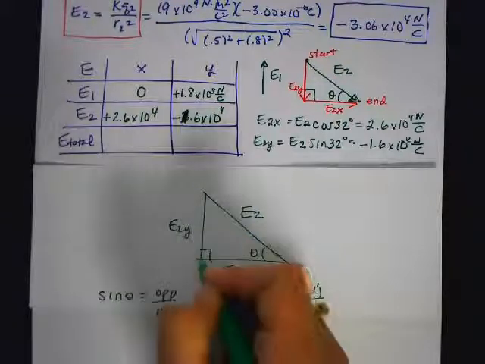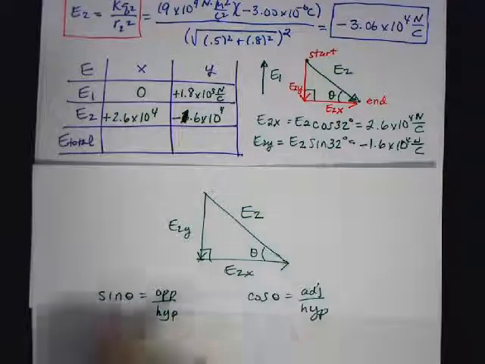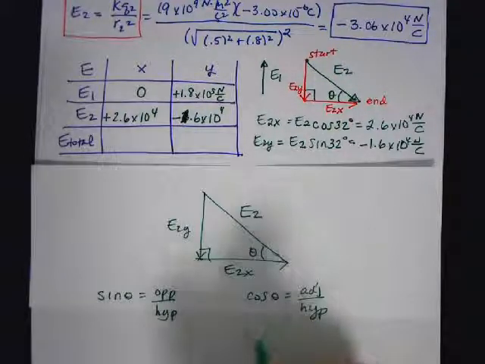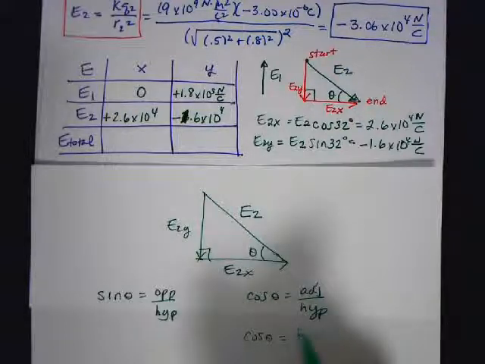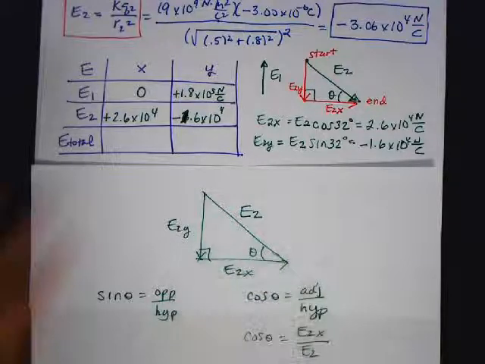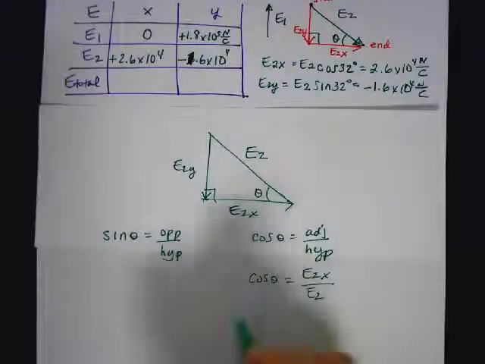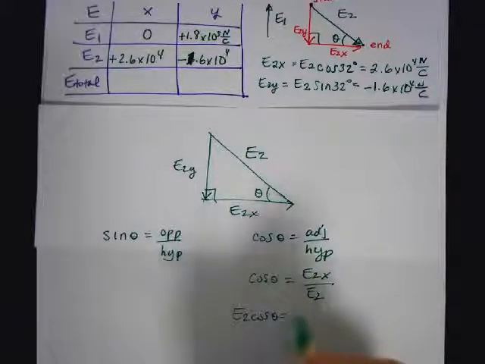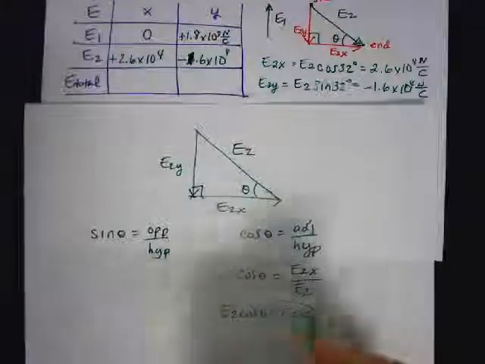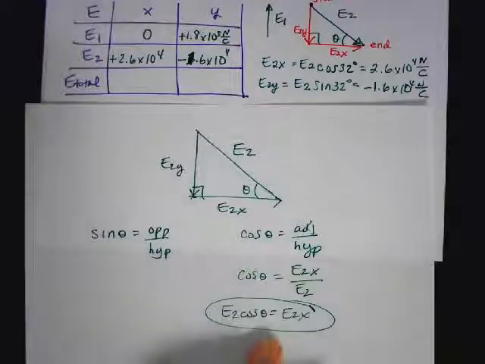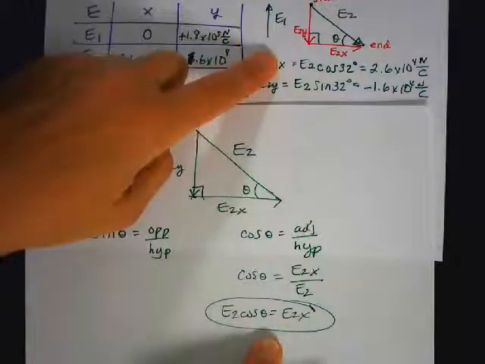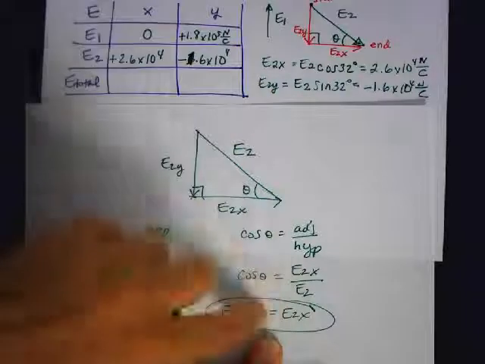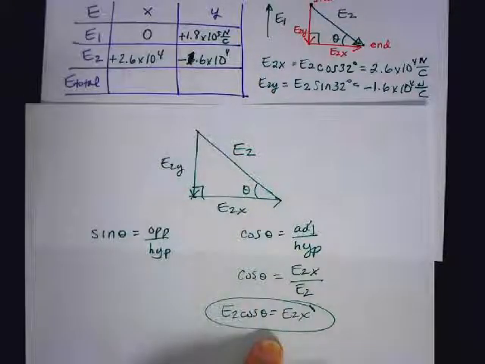So if you need to, then look at this and say, well, cosine of theta is equal to adjacent, E2x, over the hypotenuse, E2. And then rearrange this and multiply this. E2 cosine theta is equal to E2x. So that's where I got this from. Because we've been doing this since the beginning of the school year.